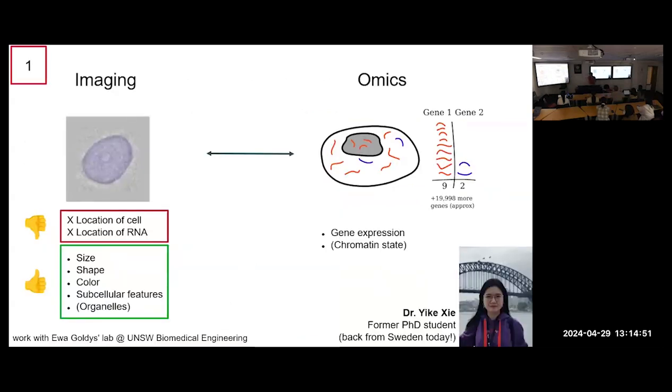And this was done by Dr. Riquechier, who was a PhD student in my lab until mid last year. She's back from Europe today. So if you have questions, you can ask her.